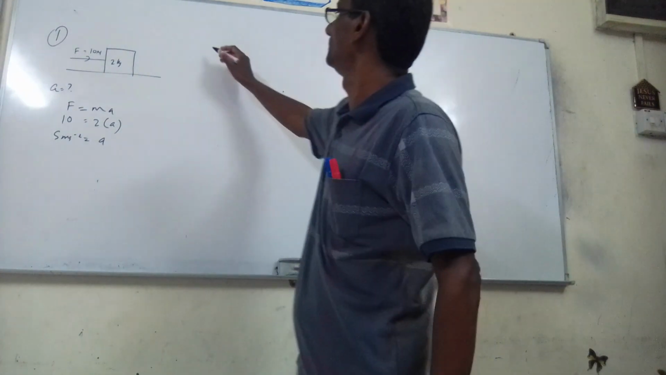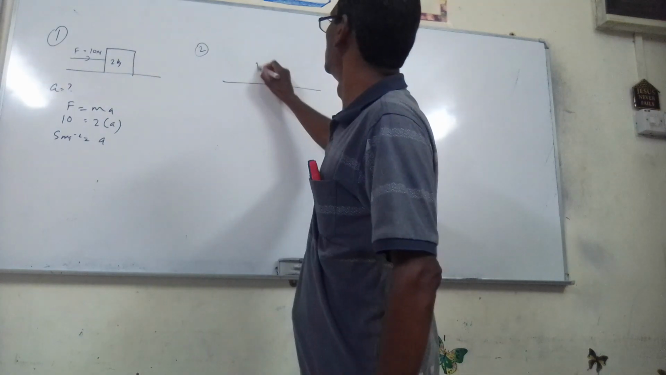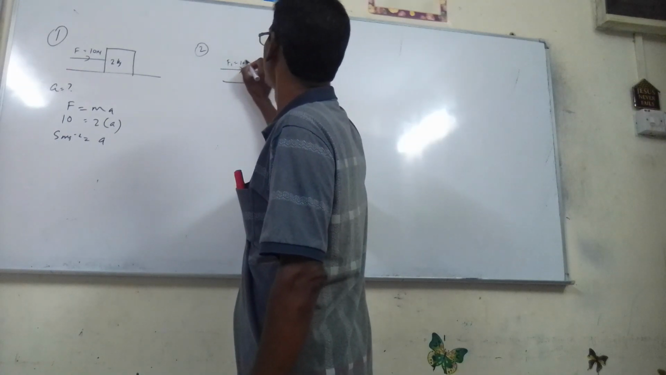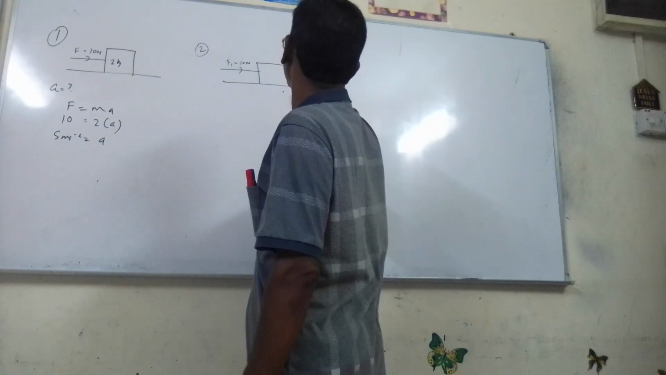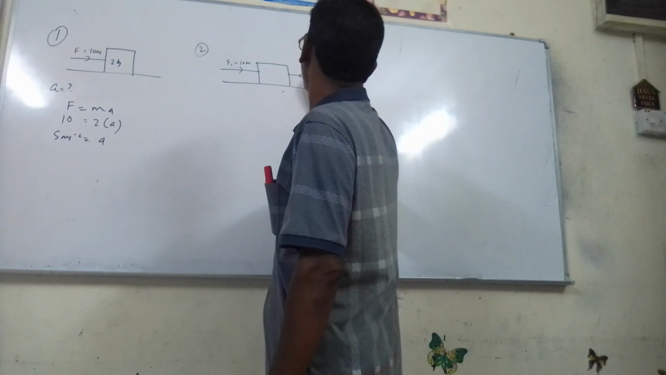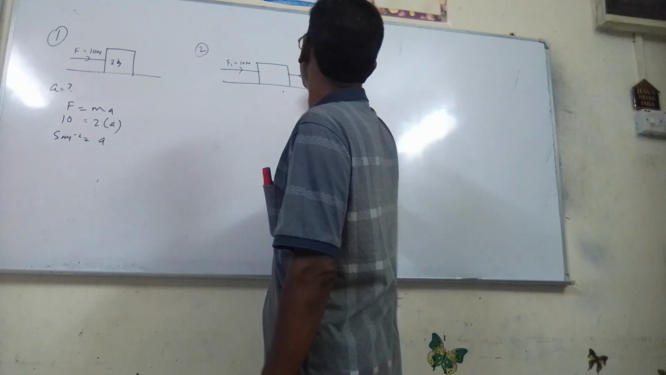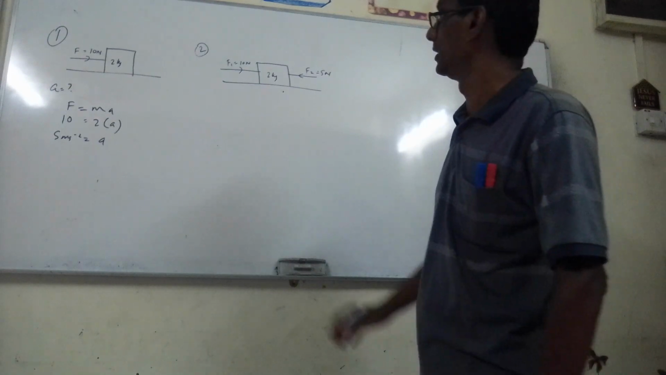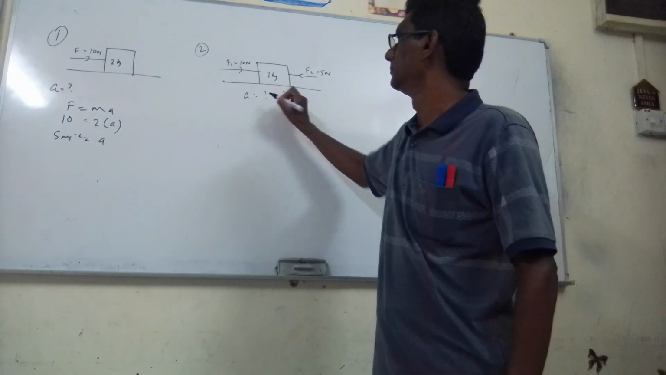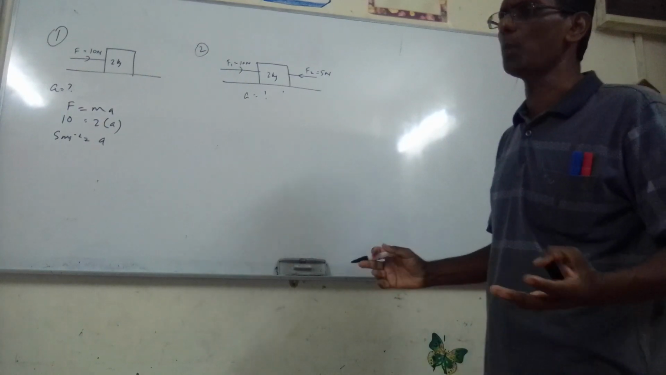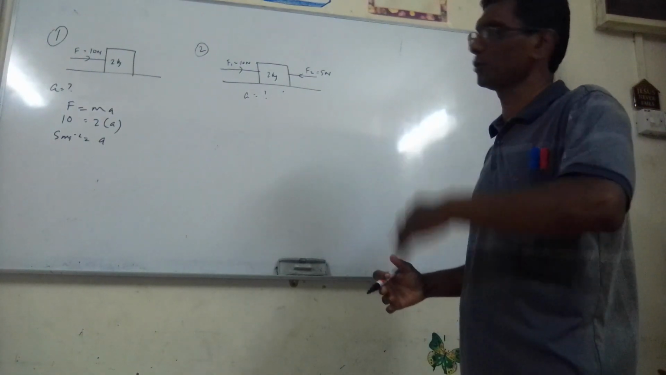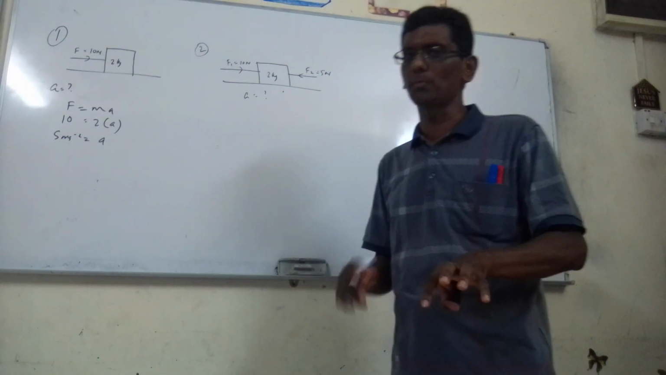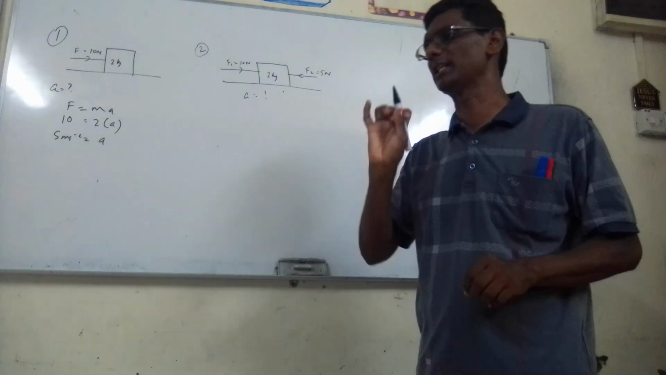So, second question. F1 is 10 Newton, F2 is 5 Newton, and the mass is 2 kg. They never say about friction, so there is no friction. What is a? These forces act in opposite directions, force 1 and force 2. So we have to take the bigger force minus the smaller force.